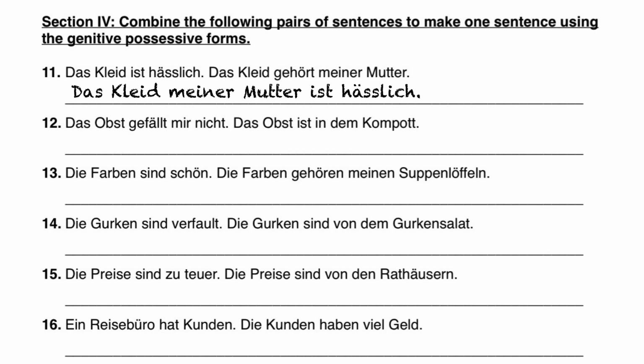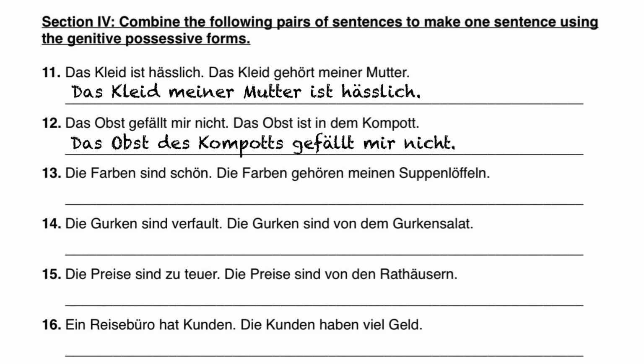Das Obst gefällt mir nicht. The fruit is not pleasing to me, or I don't like the fruit. Das Obst ist in dem Kompott. The fruit is in the stewed fruit. So we want to say, the fruit of the stewed fruit is not pleasing to me. Das Obst des Kompotts gefällt mir nicht. The fruit of the stewed fruit is not pleasing to me.